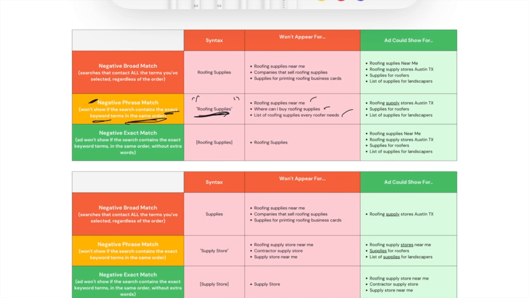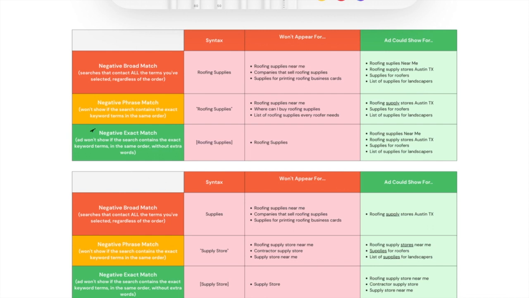Now, what you still are going to show for is, again, the singular version, roofing supply stores Austin, Texas. Supplies for, instead of roofing, they put roofers. And then the next one is list of supplies for landscapers, because it still has supplies in there. You're telling Google it has to have both of these in this order right here, okay? So that's how the phrase match will work.